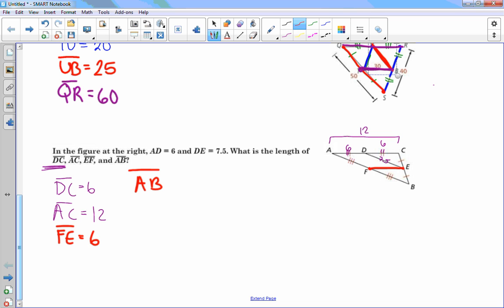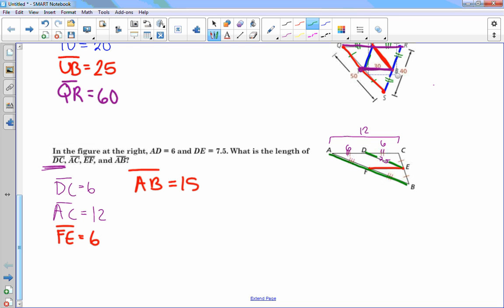Okay. What'd you get, Sean? 15. Good, because we times by 2. We know DE is 7.5, so its parallel side must be twice the length. Twice, so 7.5 times 2 is 15.